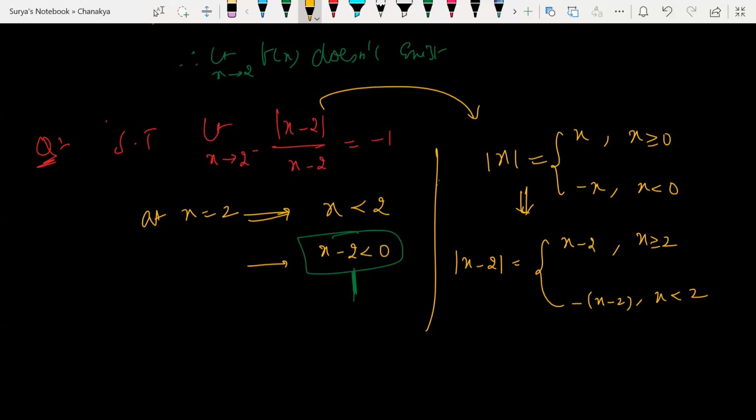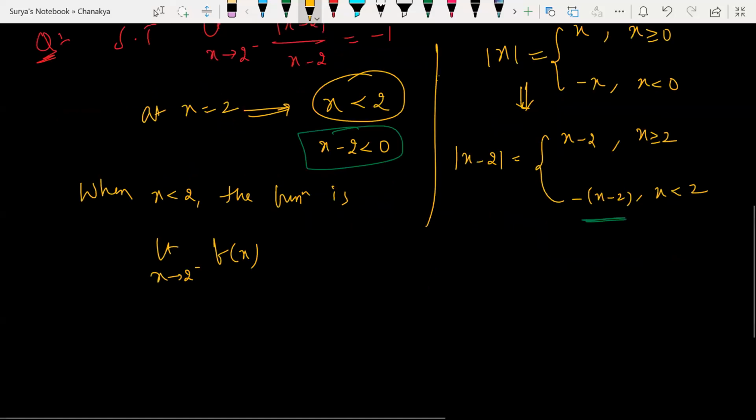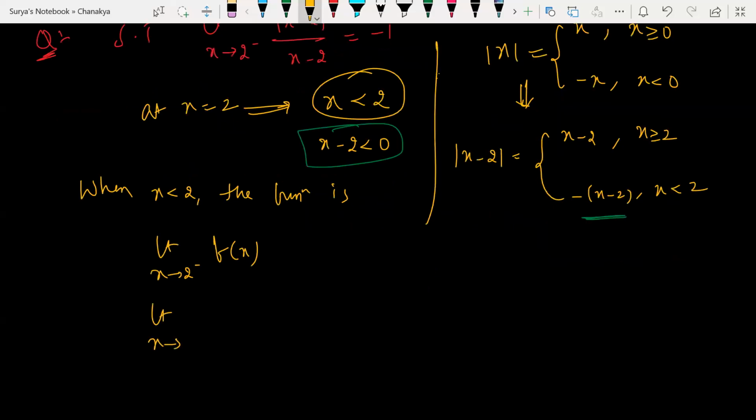Do you understand my point? When x is less than 2, what is the function? Tell me. Minus of x minus 2. Yes. So when x is less than 2, we need the limit as x tends towards 2 from the left of f of x. When x is less than 2, the function is minus of x minus 2.